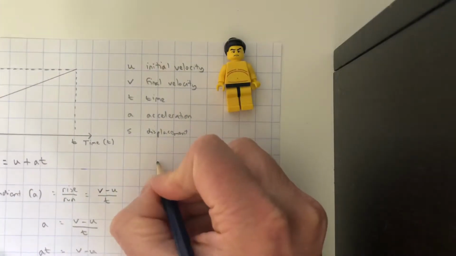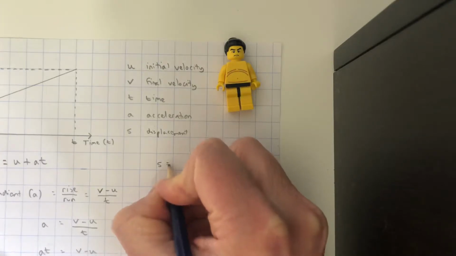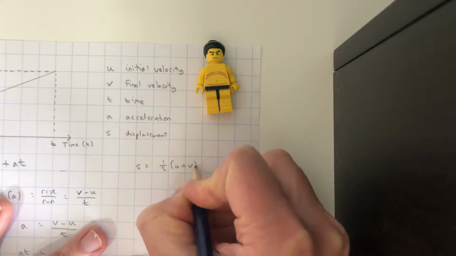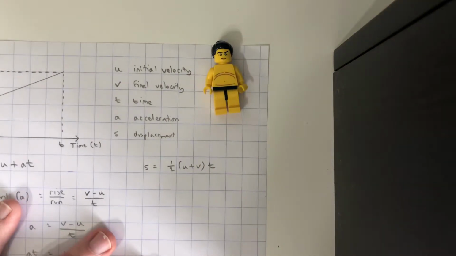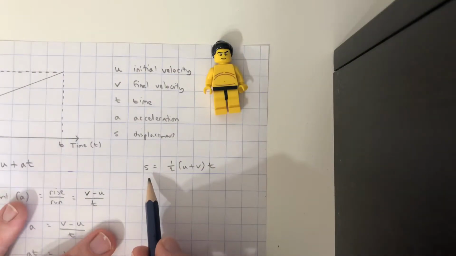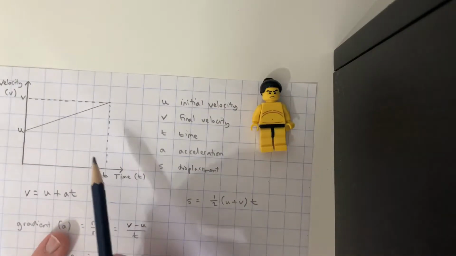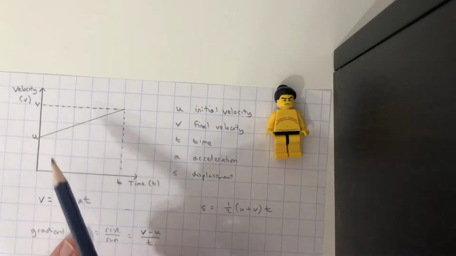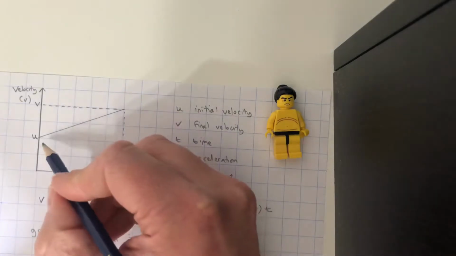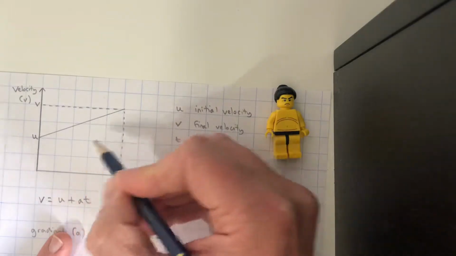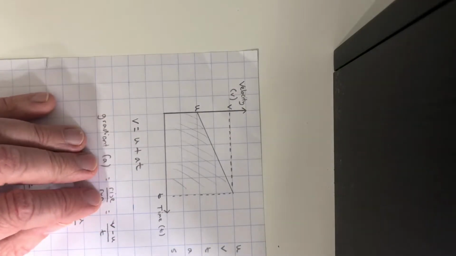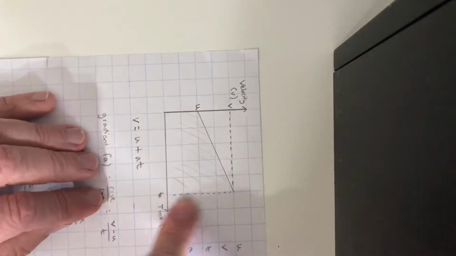Second one, nice and straightforward, is S equals a half U plus V lots of T. Okay, this one introduces S, which is displacement. Again, very similar to what we've had before, but if we go back to this initial graph here, the S value, the displacement, is going to be represented by the area underneath the graph, all of this space underneath here. So once we take that into account, that this is all going to be S, if we just turn the page around by 90 degrees, you can see that we've actually got a trapezium shape here.